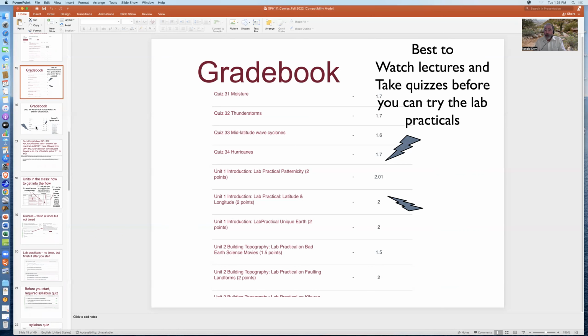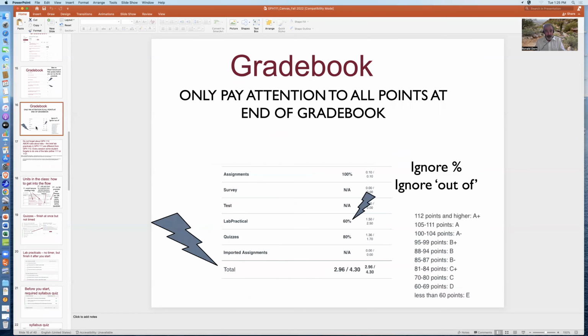But if you're overwhelmed, with the number of assignments you see, just start on the quizzes, watch the lectures, do the quizzes, watch the lectures, do the quizzes, and you'll get momentum and you'll feel much more under control. You'll see stuff like this about percent scores for lab practicals or percent scores for quizzes or out of points. Can you just ignore all that stuff?